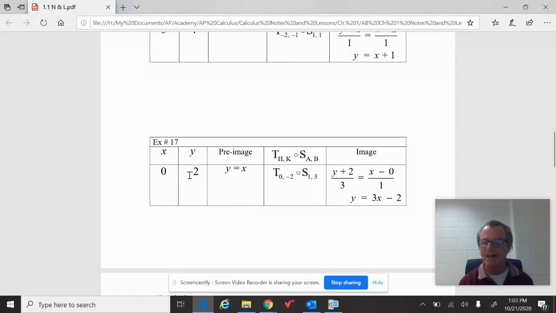Or here's the slope in terms of a scale change. And to slide it 0 right or left, down 2, we replace y with y plus 2. So if you had y equals 3x, you'd have y plus 2 equals 3x, and you add a -2 to both sides, this would be the equation of your line.